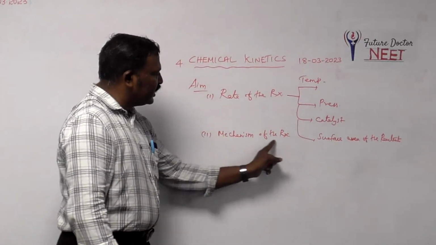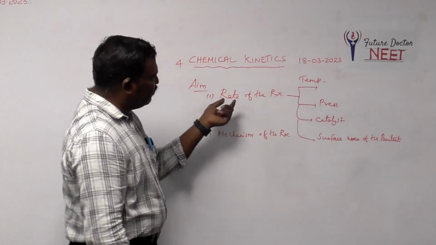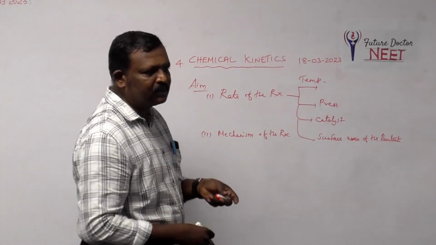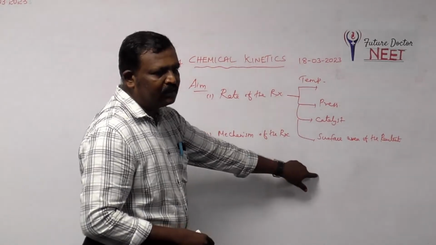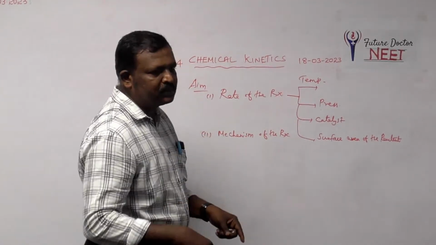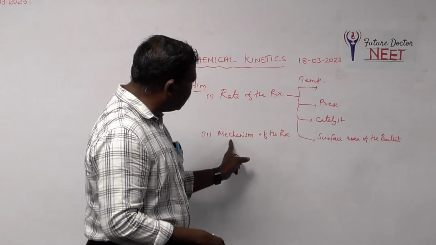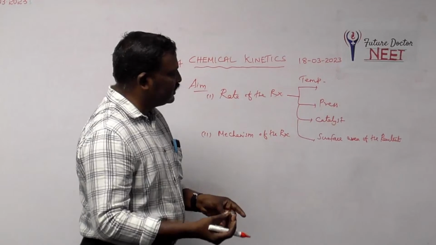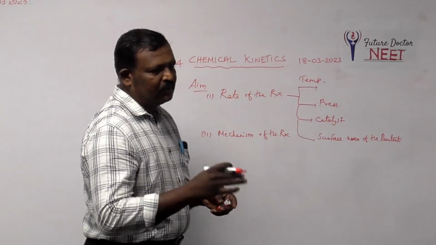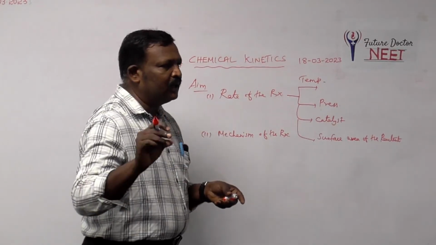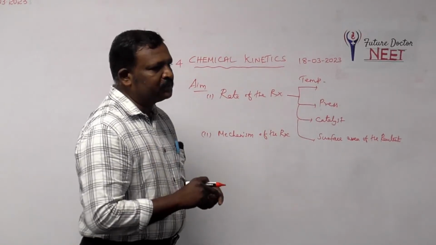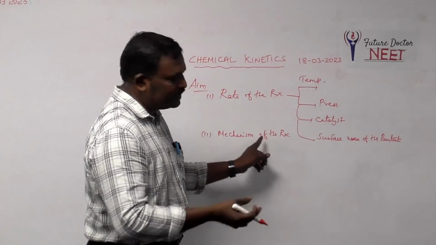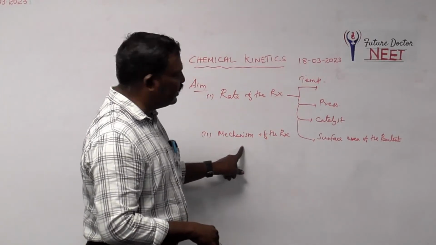Then mechanism means the same reaction will take 2 or 3 steps. Understood? For getting the product, it will take 2 steps, 3 steps. So this is called the mechanism of the reaction. Are you following? Okay. For example, you studied in organic chemistry, ethene to ethanol, we have 3 steps to get the product. So that's called the mechanism of the reaction. What are the steps involved in the reaction? That's called the mechanism of the reaction.